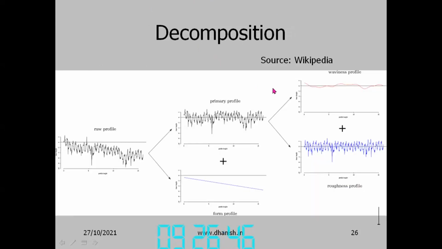So the decomposition is given in wavelength. What we get from the instrument has some misalignment between the working surface and the guiding surface. So first we filter with a least squares line, and what we get is the primary profile. Then the long wavelength form is removed, and we can split into waviness and roughness.